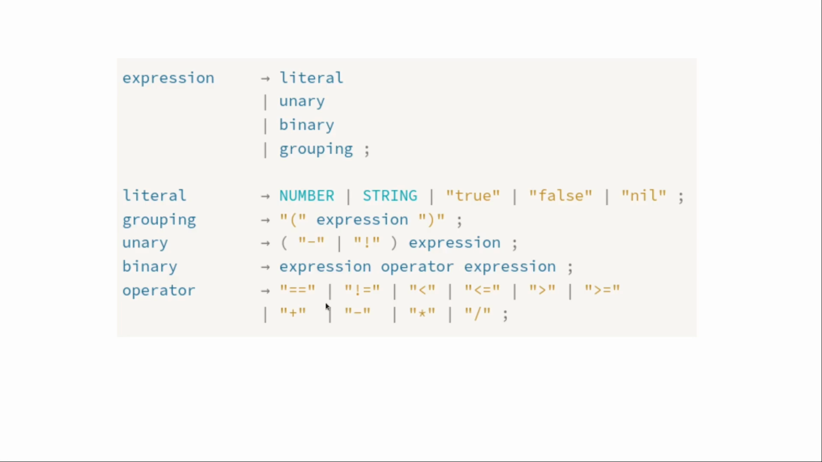And as a reminder, this is the grammar for our programming language called logs. We have four types of expressions here: literal, unary, binary, and a grouping. Literals are these base expressions. Grouping is everything inside the parentheses. Unary is an expression with a minus or a bang operator in front. A binary is an operator with an expression on either side. And then we have different types of operators as well, what you're familiar with.